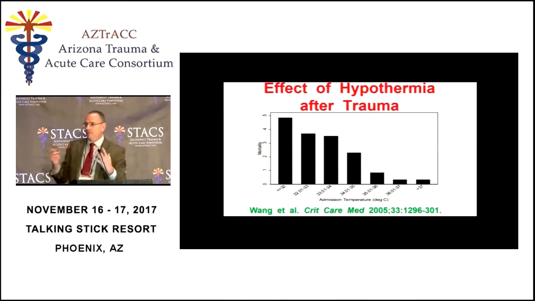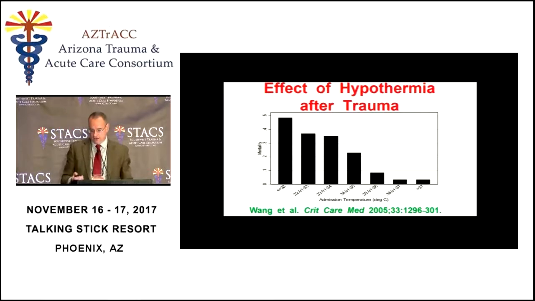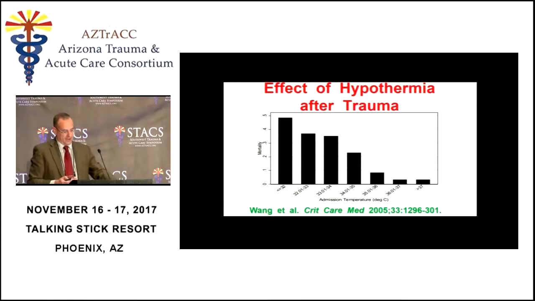Now, you may or may not believe me, but these are real data. What you see here is that as the patient gets colder, there's a direct correlation with mortality. If the patient's temperature gets down to 32 degrees Celsius, they have a 50% mortality, which I think is very convincing evidence that hypothermia is very, very bad.